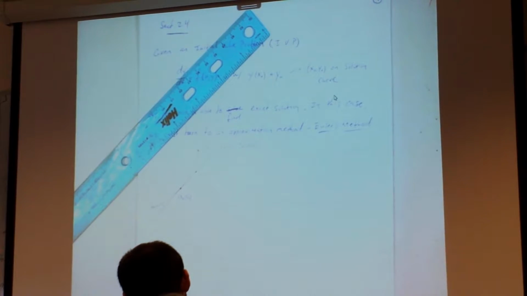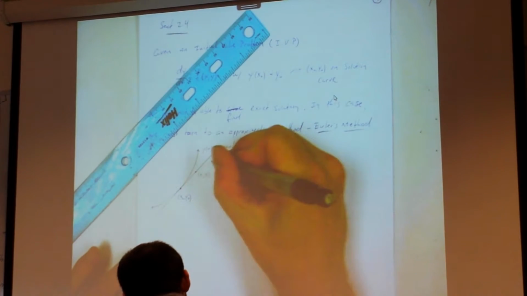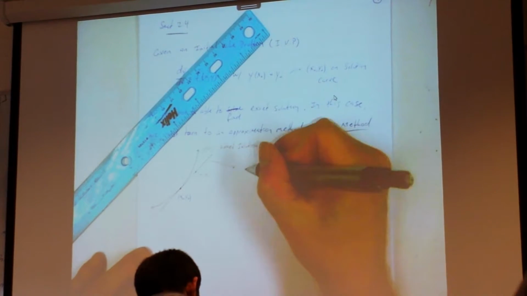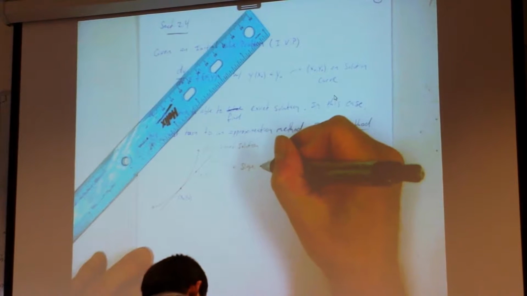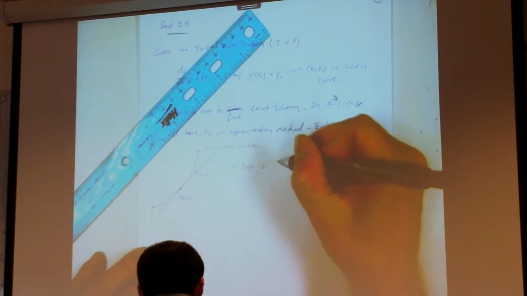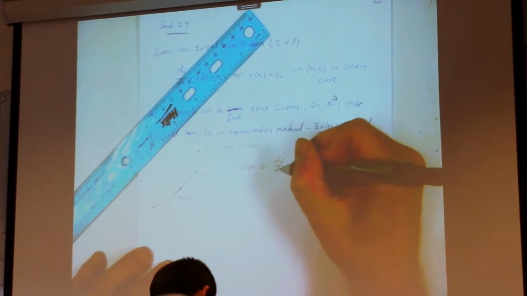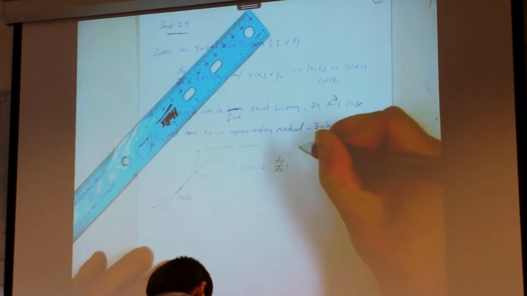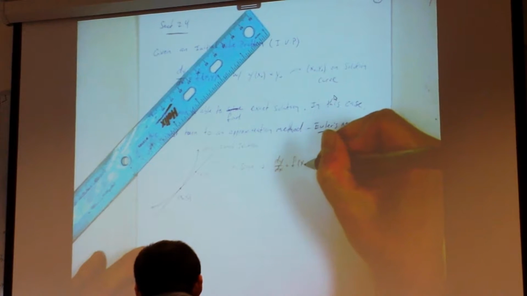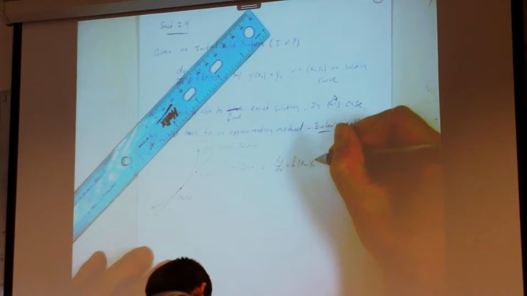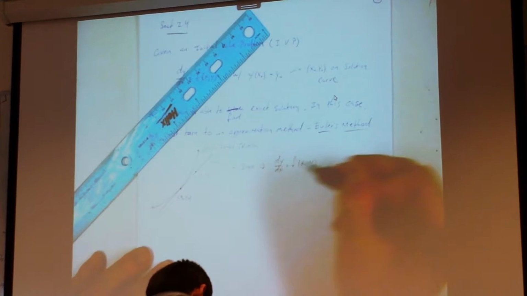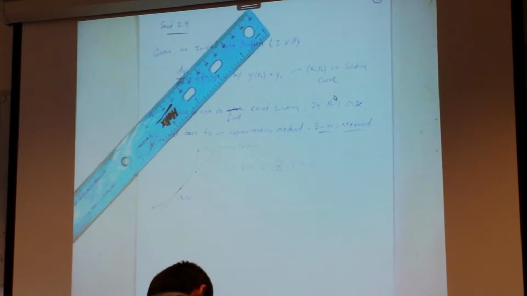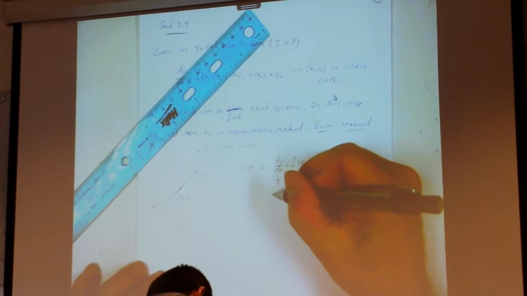Okay? So right here, this slope follows this, dy dx equals f of x naught, y naught. Okay, the slope at that point. So that's the slope of the tangent line.